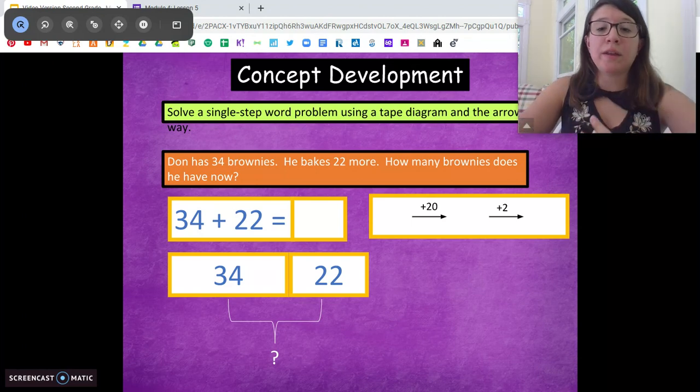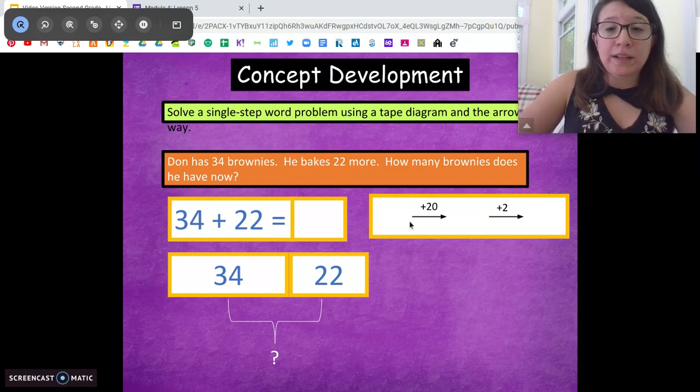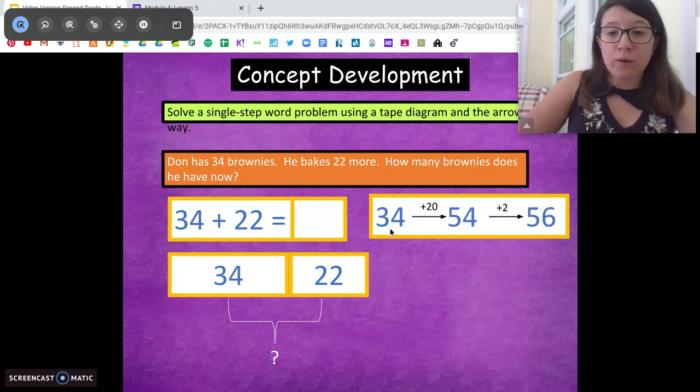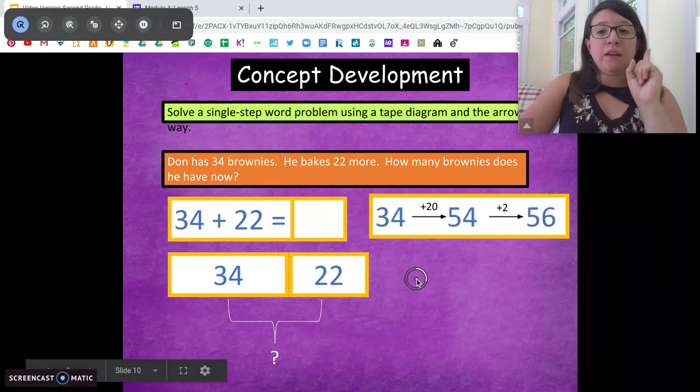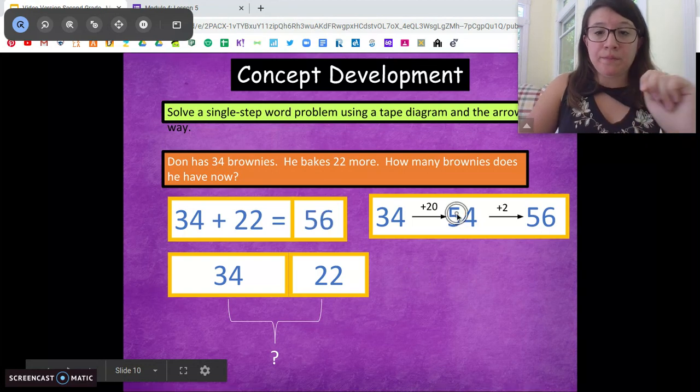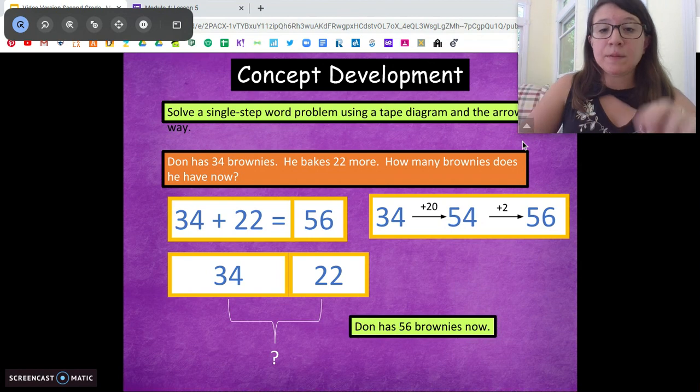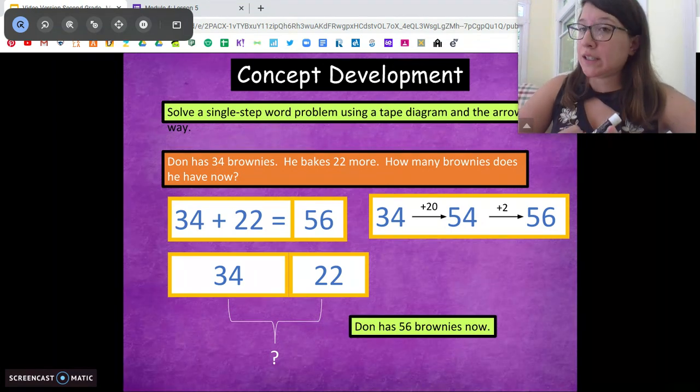Okay, so you should have started at 34, and you're going to break down 22 into a set of 20 plus the 2 extra ones. So we start at 34, we add 20, 44, 54. And then we add 2 more, 54, 55, 56. So Don has 56 brownies left.